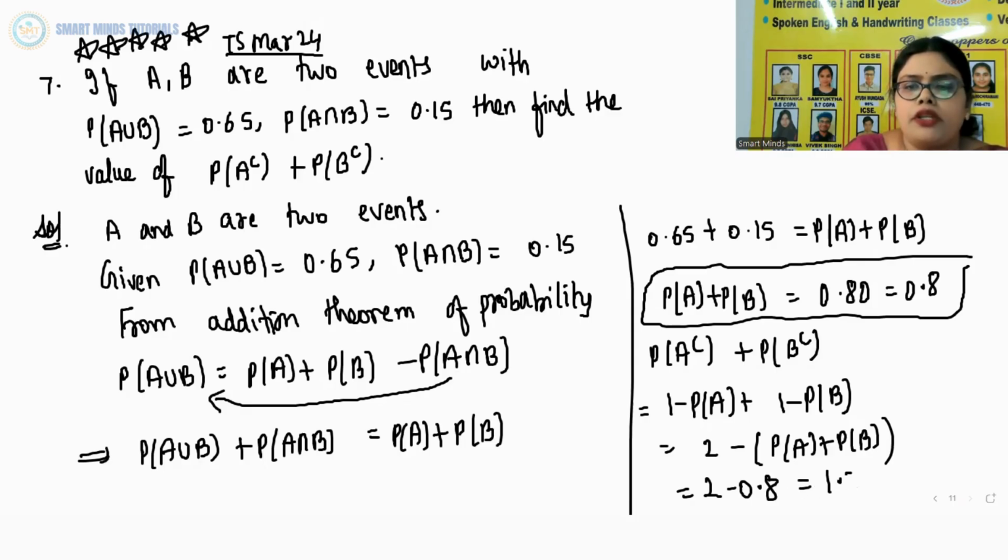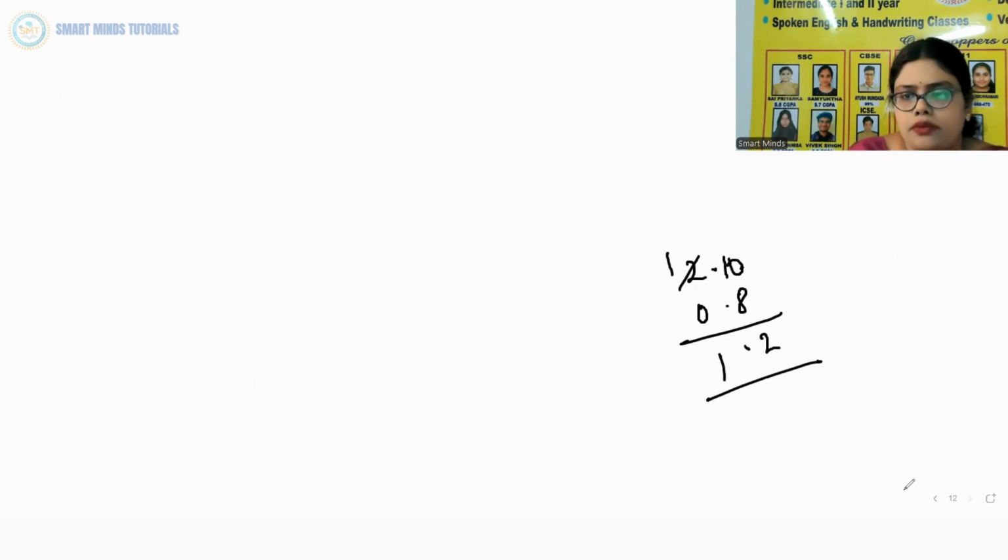That is 1.2. So I'll show you how 2 minus 0.8 became 1.2. So 2 is 2.0 and 0.8. Now borrow. 0 becomes 10, 2 becomes 1, 10 minus 8 is 2, 1 minus 0 is 1. This is how you got 1.2. Understood?